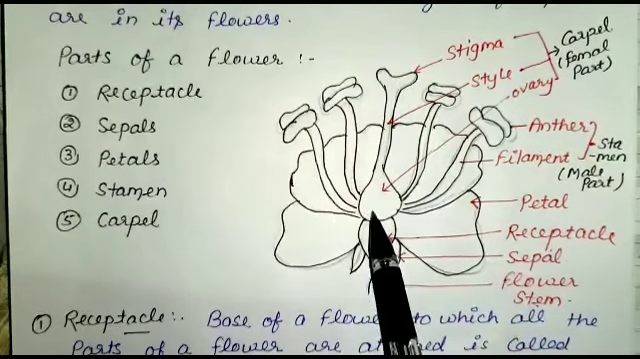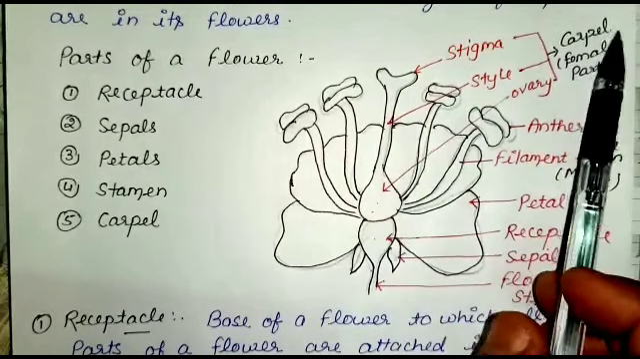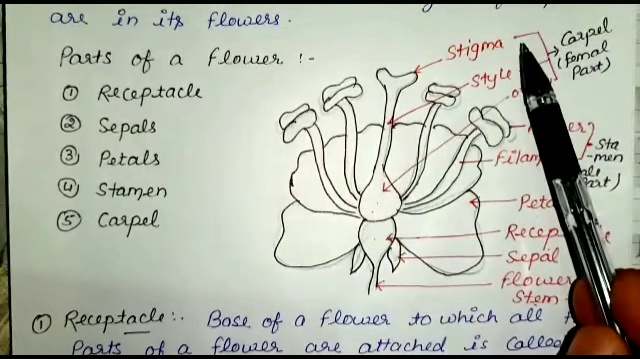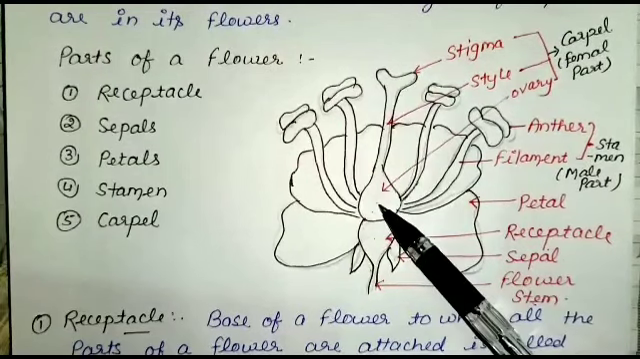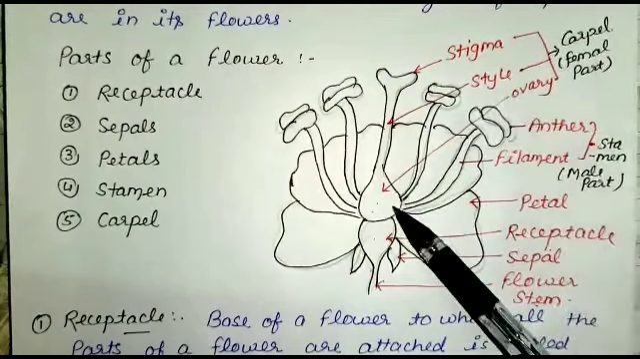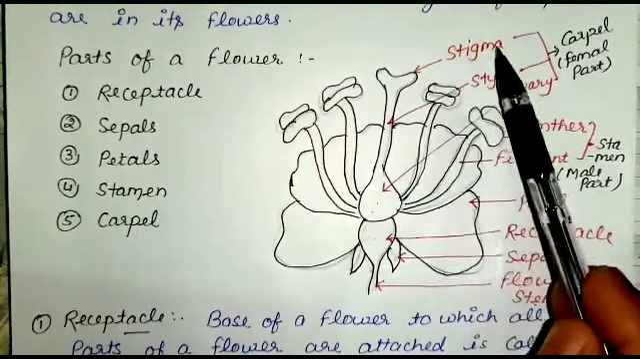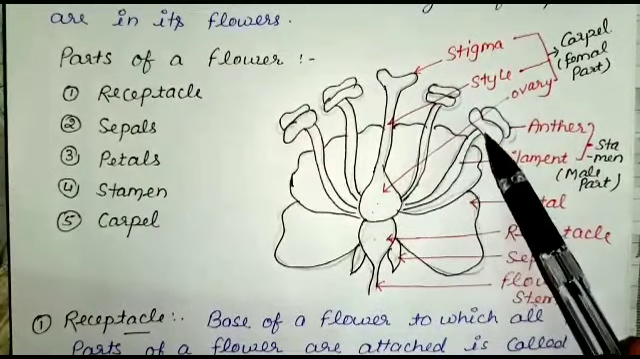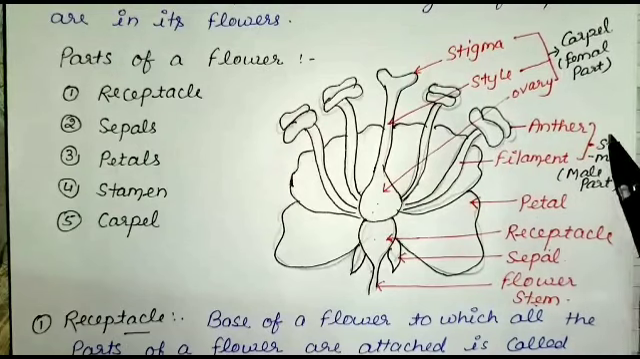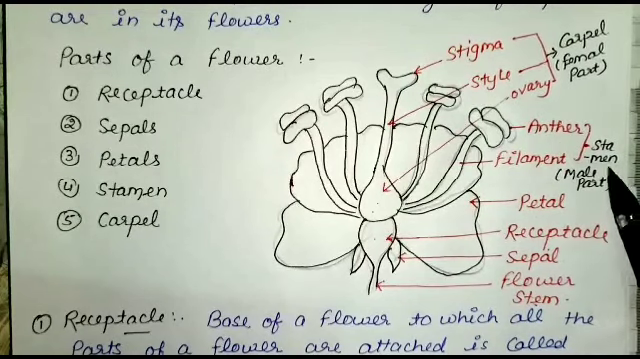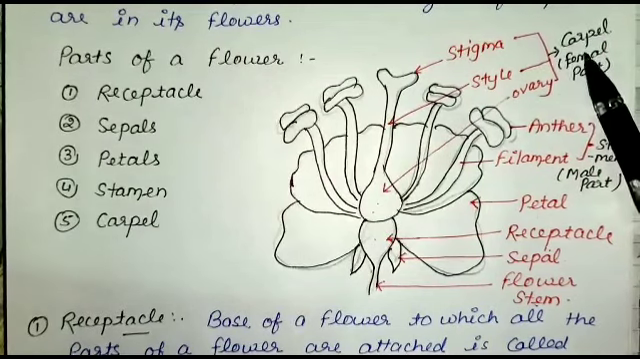There is a sticky, flask-like structure present, that is called the carpel. Carpel consists of three parts: stigma, style, ovary. The lower swollen part is the ovary, the tube-like structure is the style, and the tip portion is the stigma. Here filament and anther are present. Filament and anther combine and form a stamen, that is the male part. Carpel or pistil is the female part of the flower.